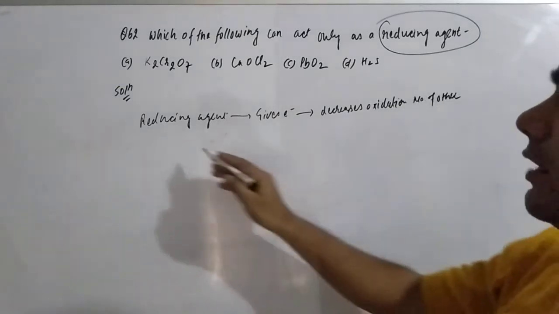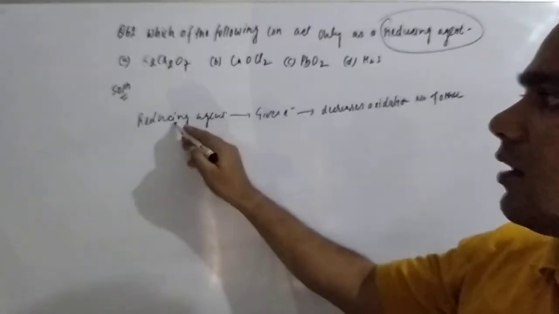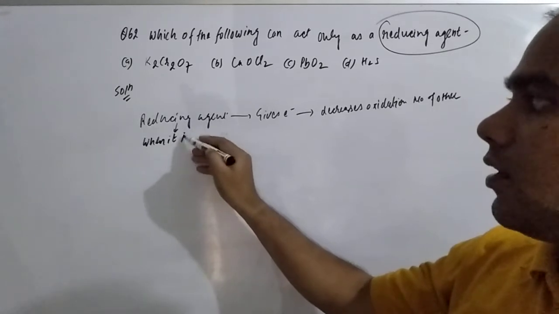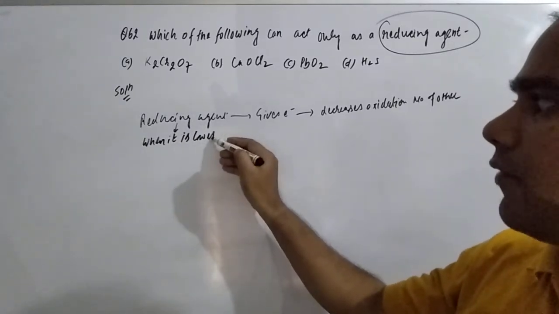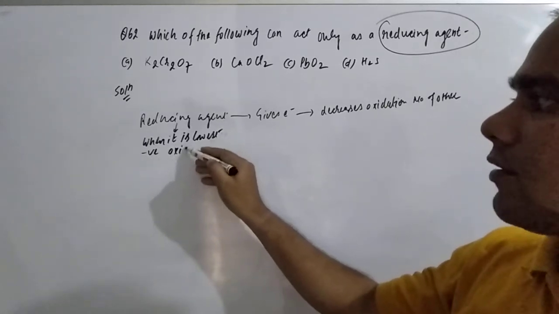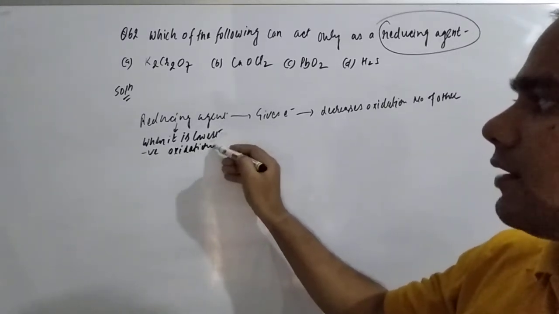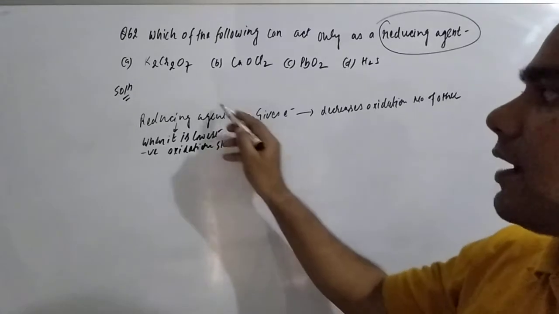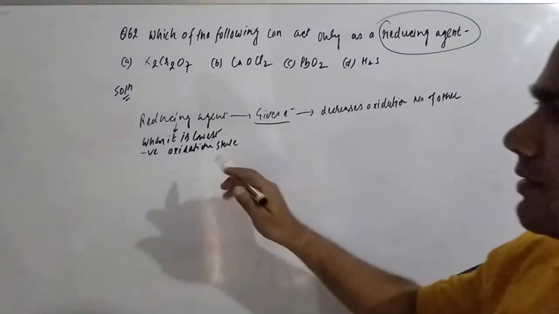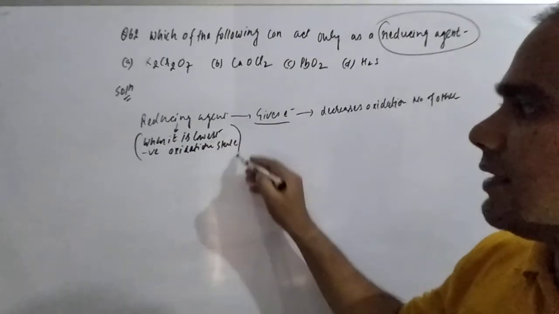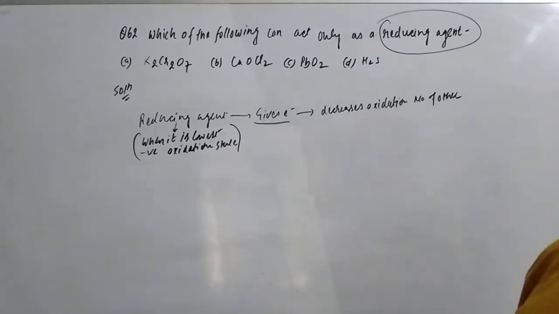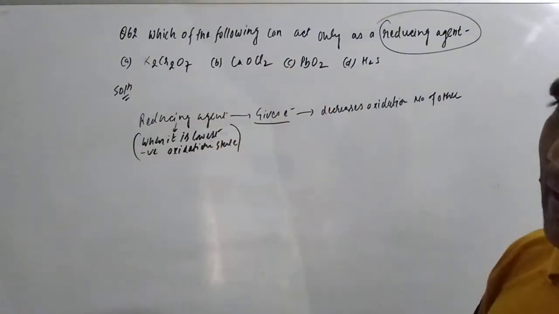A reducing agent gives electrons when it is in the lowest, most negative oxidation state. In this case, it will act as a reducing agent that can give the electron. A negative oxidation number itself implies that it is capable of donating the electron, and positive means it is capable of accepting the electron.